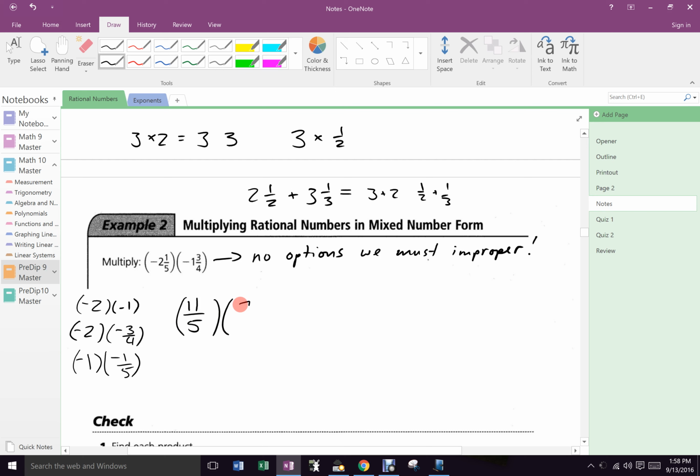7. It is equal to 7 over 4. Any cancelings? No. 77 over 20. Would we leave it like that?